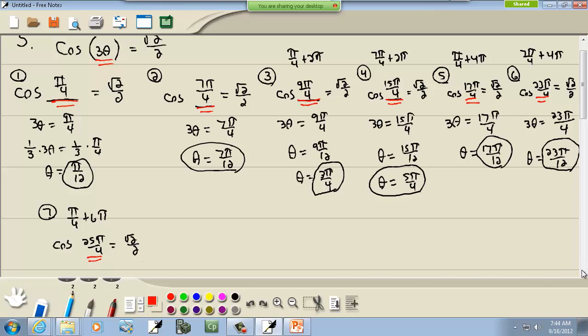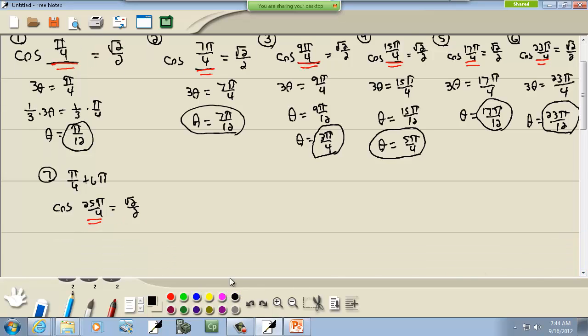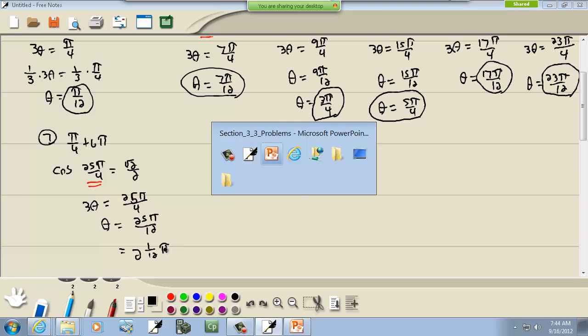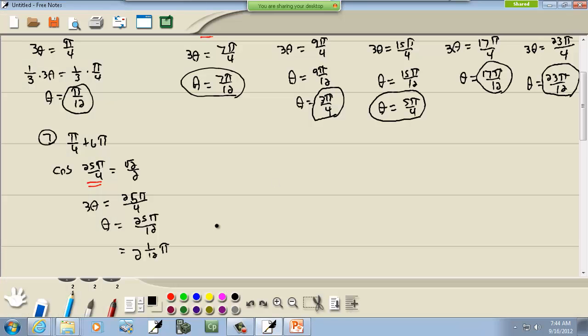And again, I said 3 theta equal to that. Multiply both sides by 1/3, and we get 25 pi over 12. Problem with this answer is 12 goes in 25 2 times, so we've got 2 and 1/12 pi. This right here has gone beyond 2 pi, which is our stopping place. So we can't use this answer. So when do you stop? Well, you just keep doing it until your answer goes past 2 pi, and then you're done.